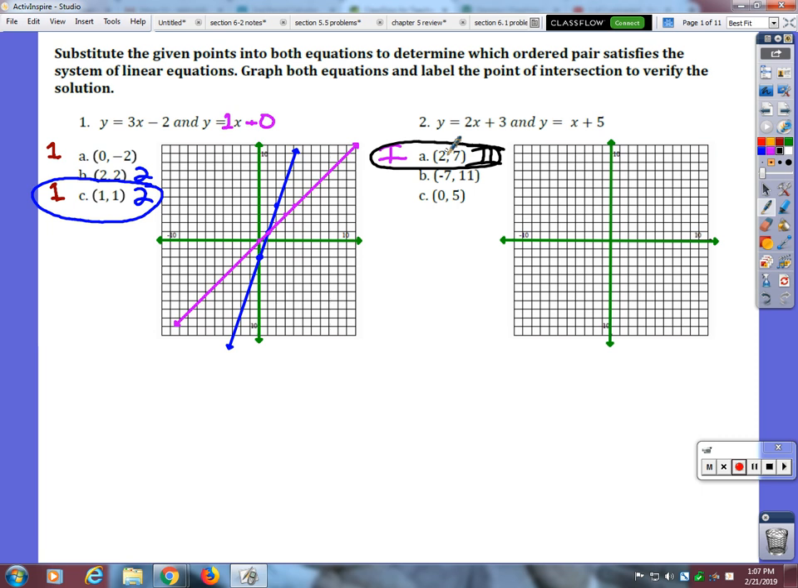Sweet. All right, so graph them up. Anybody want a ruler? Oh, you got them done? Nice job.